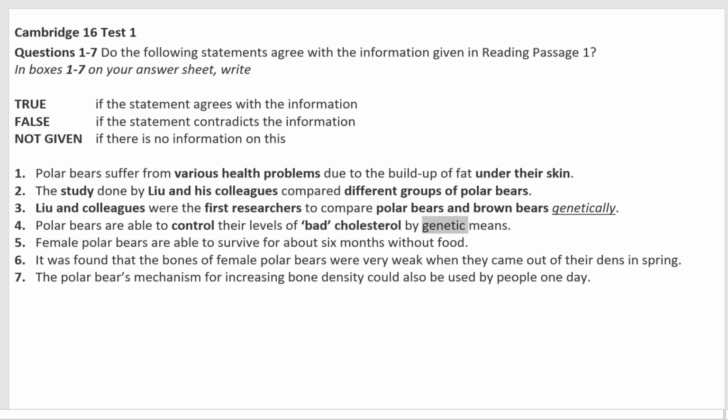But you have noticed a word that has been mentioned at the last of the question, is genetically. Means, direct meaning on the control mechanism of bad cholesterol may not be found, genetic means may only be found. Female polar bears and 6 months without food, directly can be found. But the keyword food may be paraphrased.